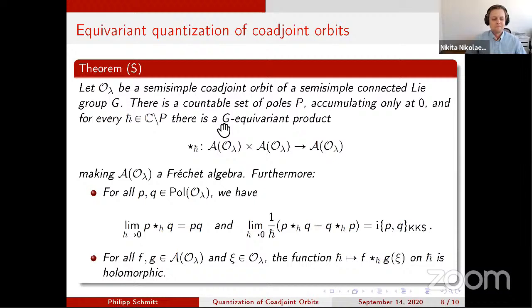What was I about to say? That this algebra of analytic functions on the coadjoint orbit can be defined exactly the same way as before for CPN, where the idea is that this extended CPN is just a complexification of this orbit, and then everything goes through just as before.